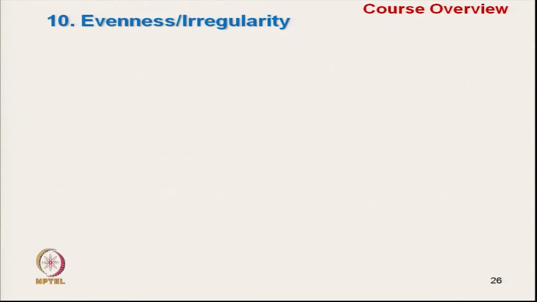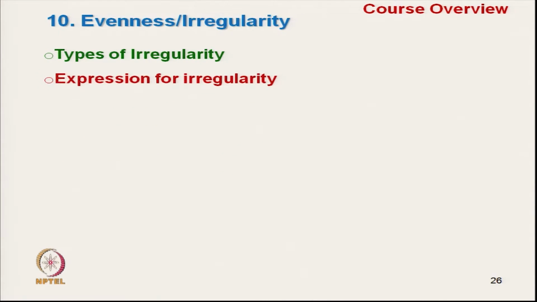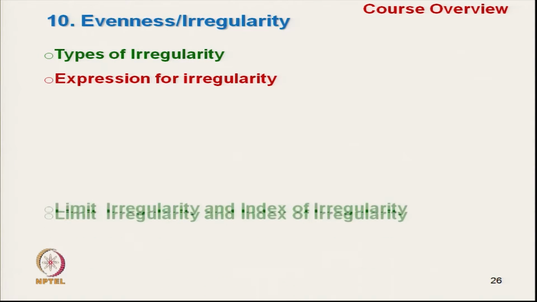Next is that which is extremely important for the appearance of a material, which is evenness or irregularity of yarn. Okay. So, there are different types of irregularities, that we will discuss. Expressions for irregularity, like U percent, which is percent mean deviation. Irregularity we can also express in terms of coefficient of variation, this we will discuss here.